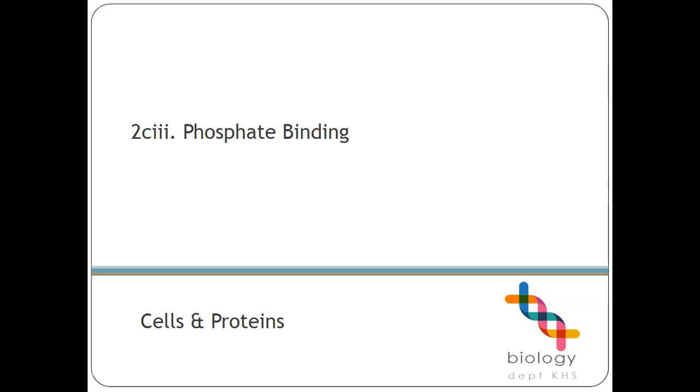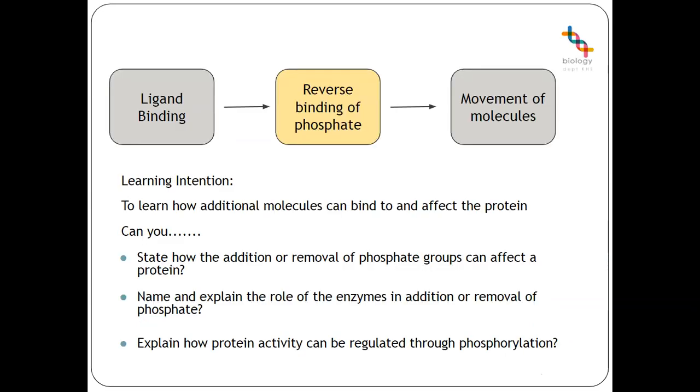Hello and welcome to this lesson for Advanced Higher Biology, and this one is going to be looking at phosphate binding. So previously we were looking at ligand binding and how that can affect protein conformation. What we're going to look at today is phosphate specifically as a ligand and how it can be reversibly bound to different proteins. And next we'll be moving on to look at the movement of different molecules across the plasma membrane and how these molecules use proteins.